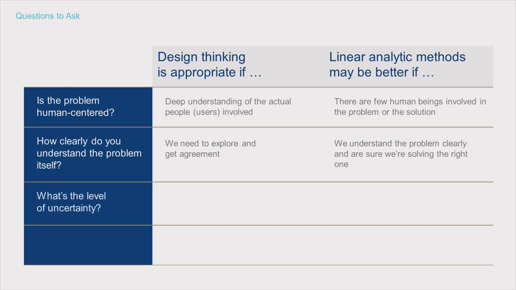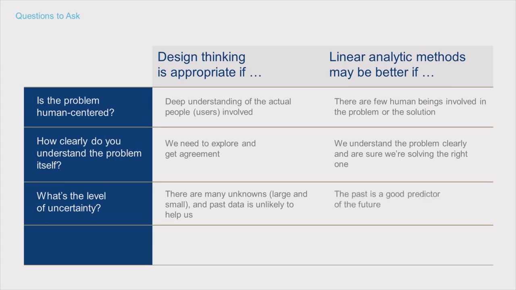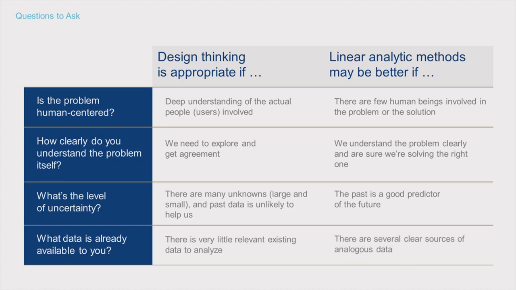What's the level of uncertainty is another important question to ask yourself. If there are many unknowns, both large and small, and past data is unlikely to help us, design thinking is appropriate. If, on the other hand, the data you've got on the past is a pretty good predictor of the future, analysis works. Finally, I'd encourage you to think about what data is already available to you. If there's very little relevant existing data, then design thinking is appropriate. If, on the other hand, there are several clear sources of analogous data, linear analytic methods may work better.